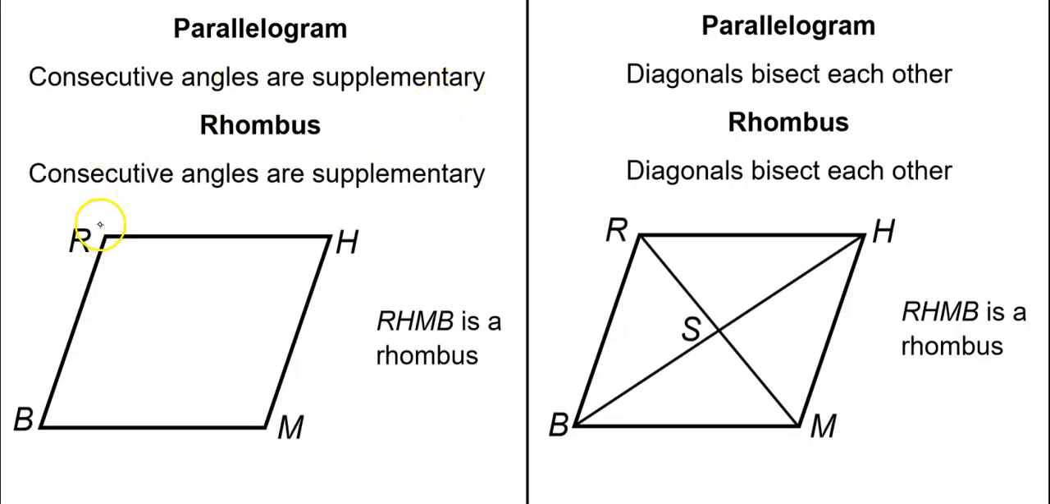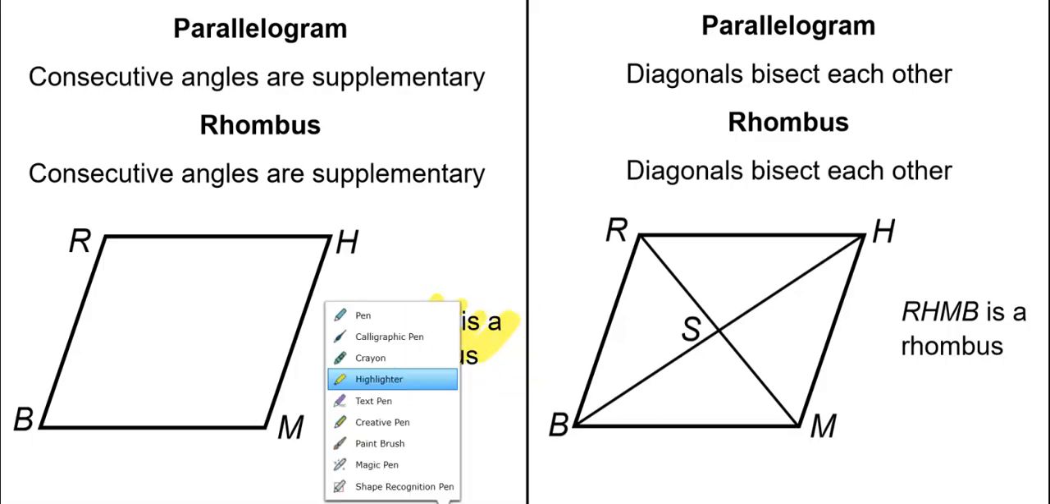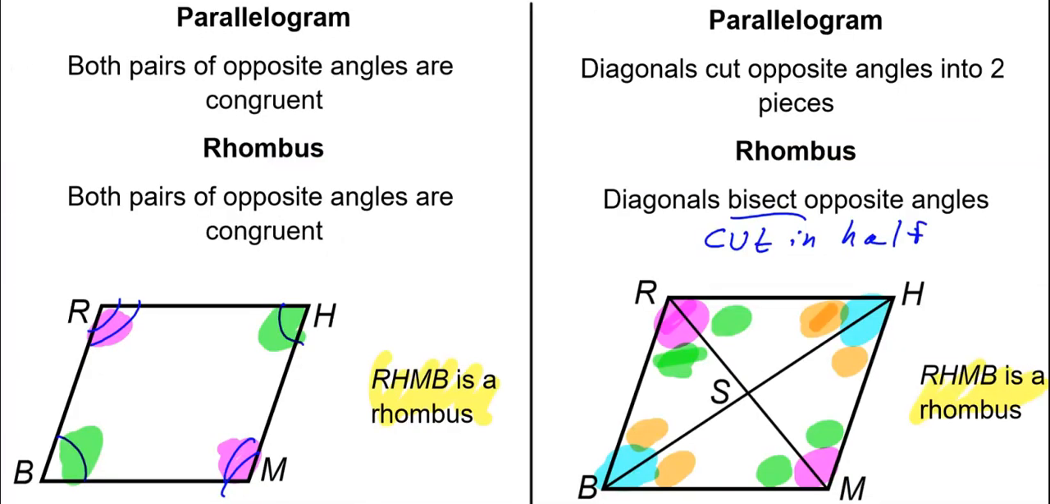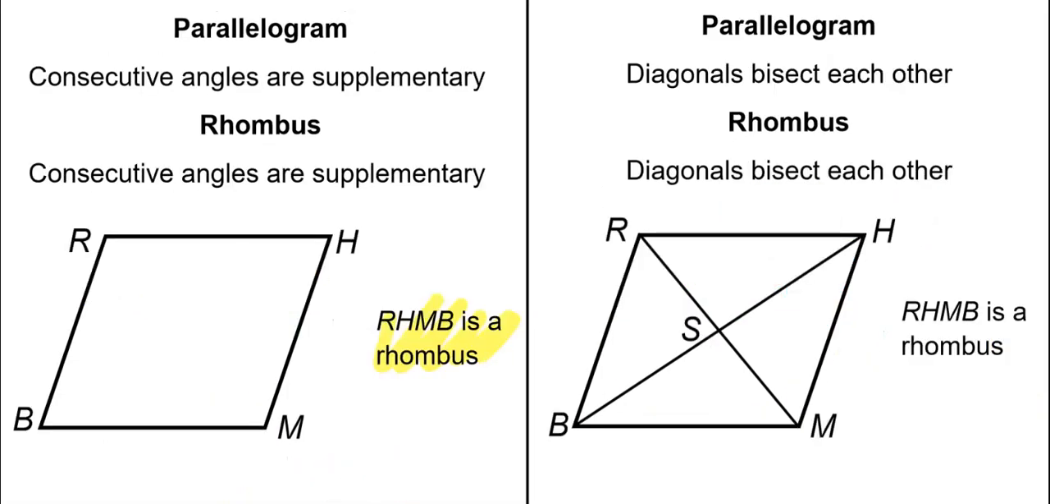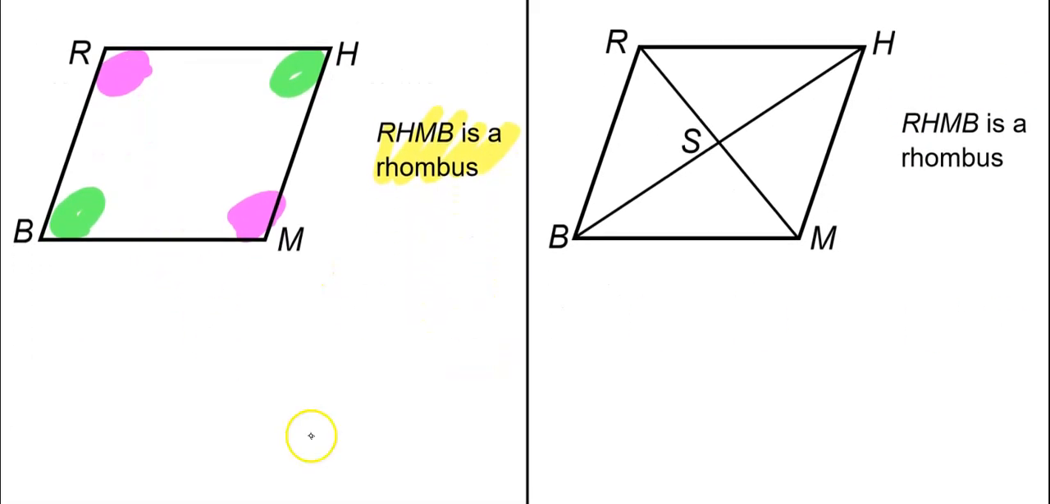Consecutive angles are supplementary. In a rhombus, they're still supplementary. So because I have a rhombus, what colors do I use on those angles? I want to use the same colors. Purple. Oh, I use blue over there. It doesn't matter. Because I've got a rhombus, any green angle plus any purple angle is 180, because supplementary means add up to 180.